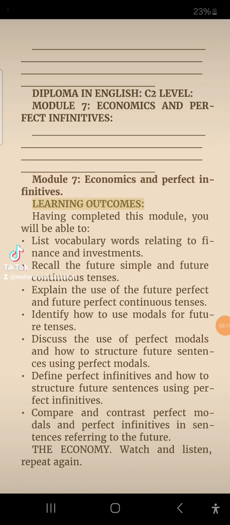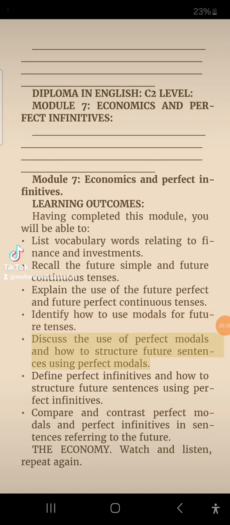Learning outcomes. Having completed this module, you will be able to list vocabulary words relating to finance and investments. Recall the future simple and future continuous tenses. Explain the use of the future perfect and future perfect continuous tenses. Identify how to use modals for future tenses.